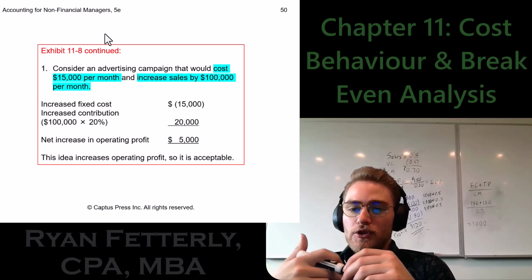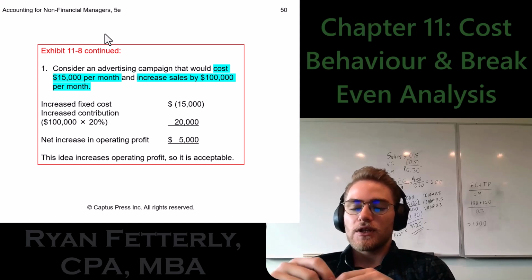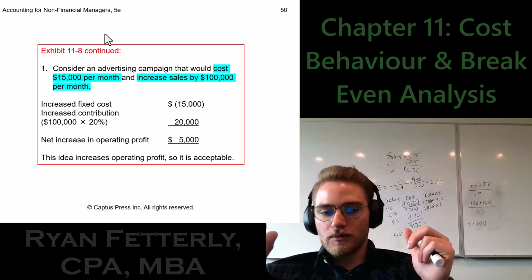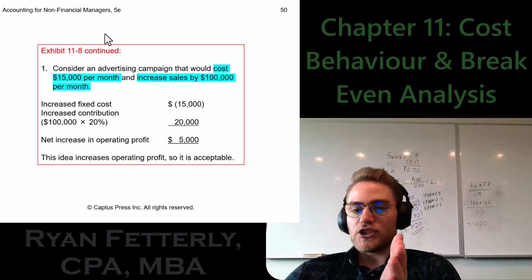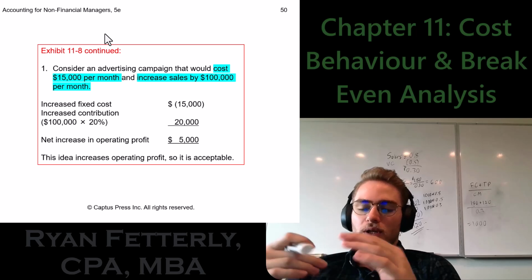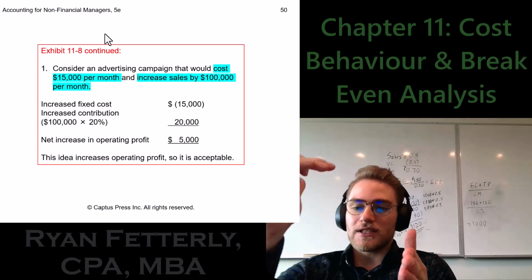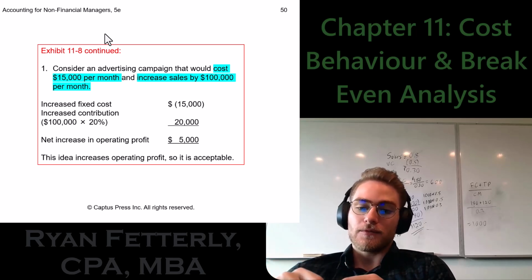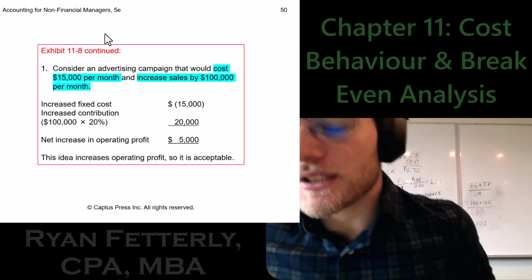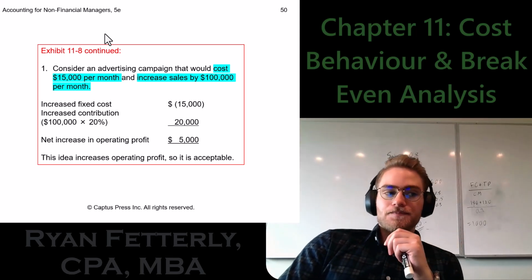But we're also going to increase our contribution margin, right? Because we're going to increase our sales, and we know that contribution margin increases with sales. So if we are generating a contribution margin of 20% on those additional sales of $100,000, we're generating an additional contribution margin of $20,000 that month. So we generate $20,000 in additional contribution margin, but our fixed costs increased by $15,000. So what we have left over is an additional $5,000 for our bottom line, right? So it increases our profit, which is pretty good. Our increase in contribution margin exceeds the increase in fixed costs on a marginal basis. So this idea increases profit, so it is technically acceptable.